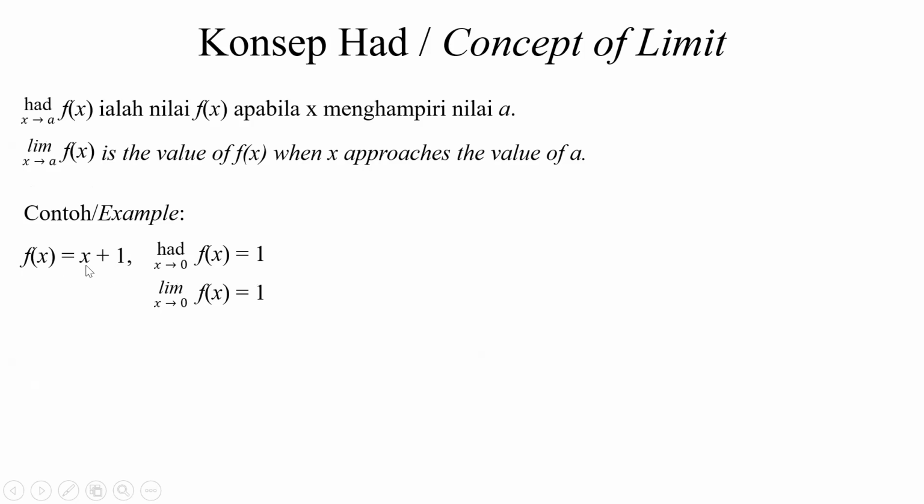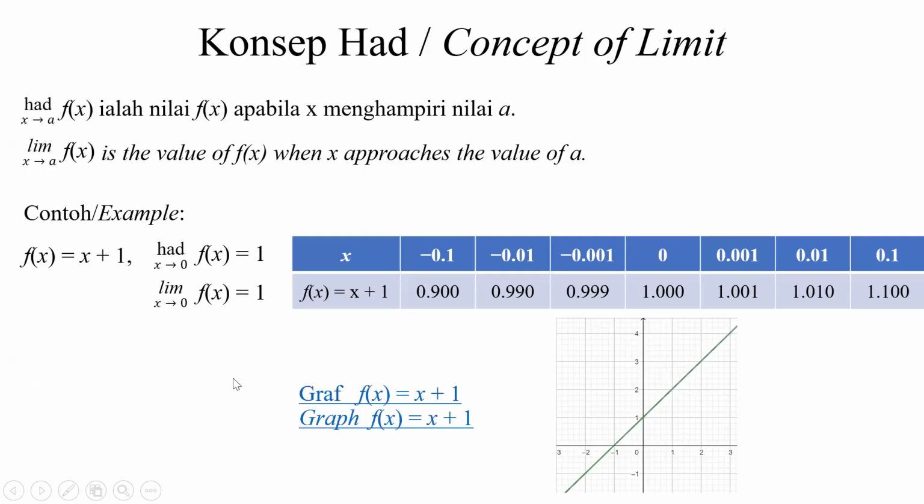So in this case, this is a straight line graph. Do you know that x plus 1 is a straight line graph? It's a linear graph, yeah? It's a linear graph, passes through 1 on the y-axis. So the y-intercept is 1. So if you look at the graph, okay, this is the graph.